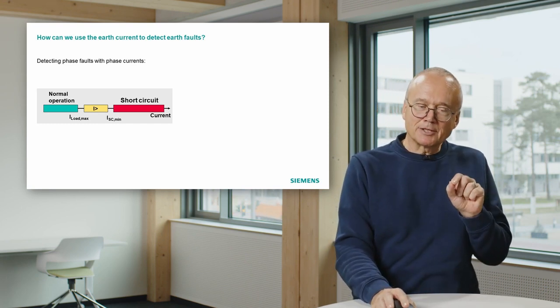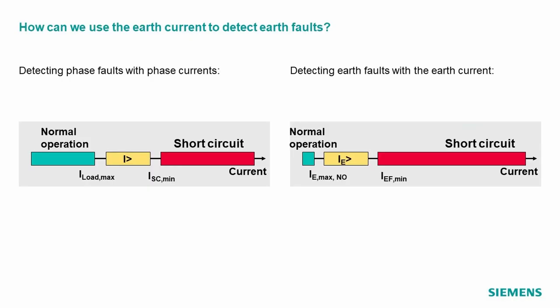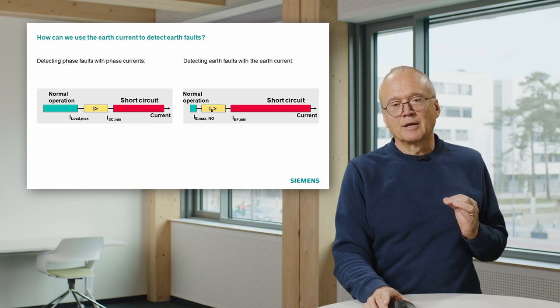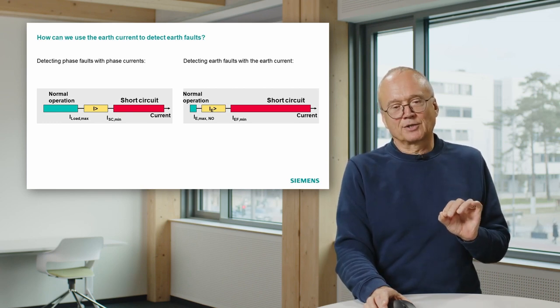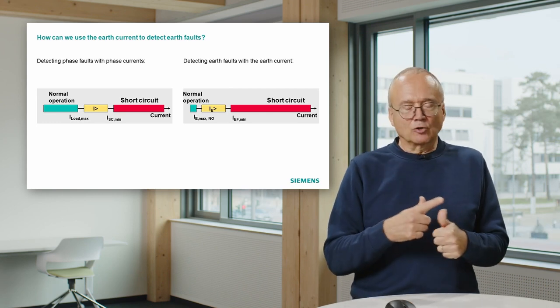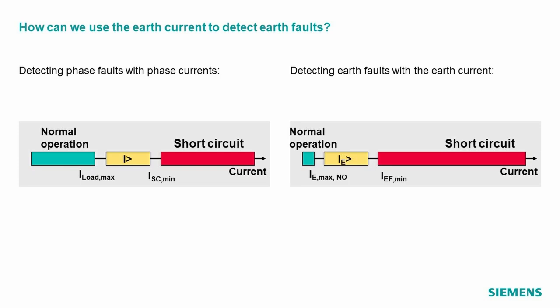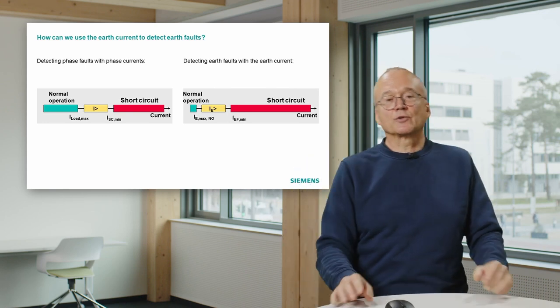Now, if we apply the same principle to the earth current, how does it look? The point here is the green area becomes much smaller, because on the left-hand side, the green area is defined by the maximum current we see under heavy load condition. If we look at the earth current, even with heavy load, we don't have much earth current. That means we must only consider the maximum earth current we see resulting from unsymmetrical operation of the system plus CT errors, but that is much smaller. And that means we can make our setting to distinguish between normal operation and fault much lower than on the left-hand side. And that makes the earth current interesting for protection.